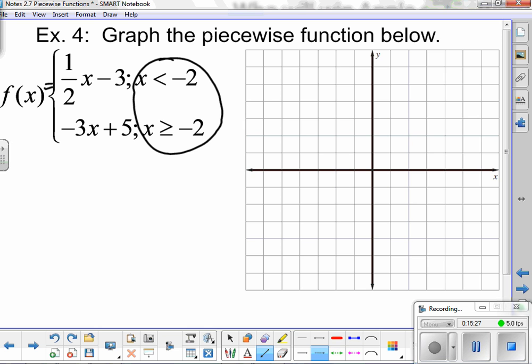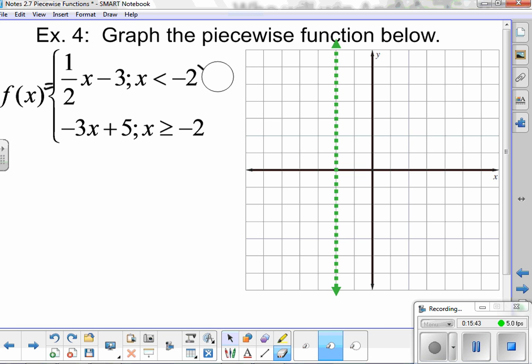Make it dashed because it's not actually there. So x is -2 is right here. Okay. There's your break line. X equals -2, so I went left 2. It's always going to be vertical. So that's taken care of. Now remember, that's making me focus on either the left side or the right side of the green line.